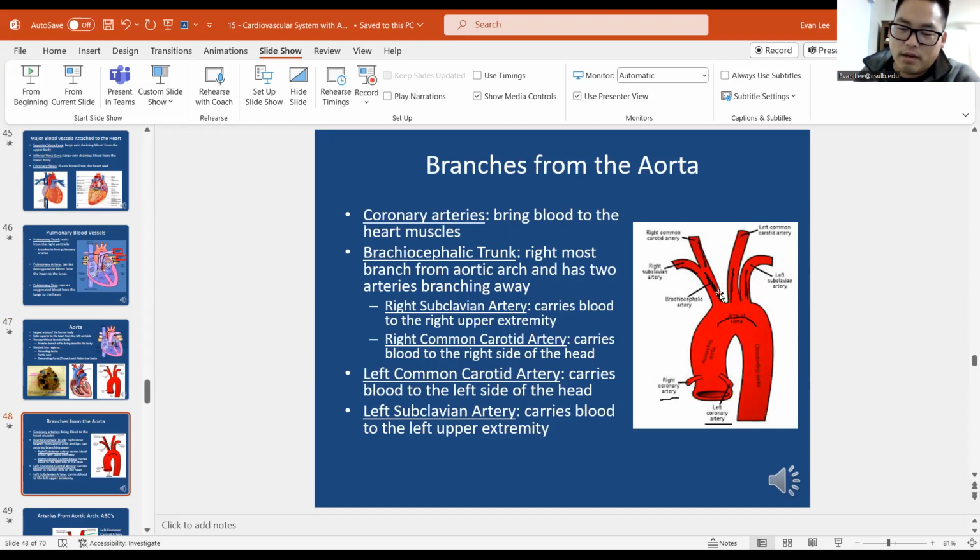But at the aortic arch, you can see that you have some pretty prominent branches. That includes this first one on the right called the brachiocephalic trunk. Then you also have the left common carotid artery and the left subclavian artery.